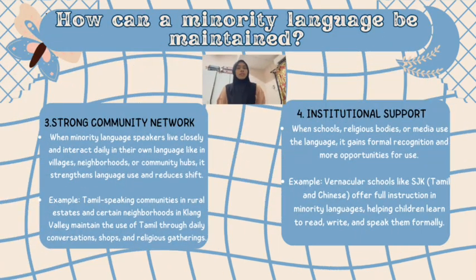Moving on to the next point, a minority language can also be maintained by strong community networks.